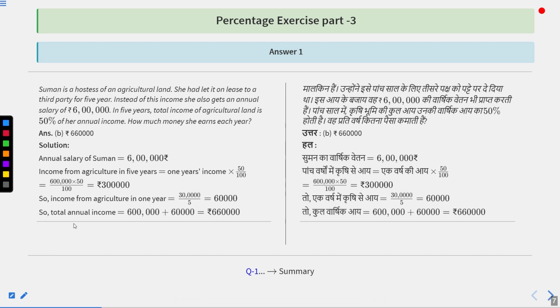So total annual income is going to be annual salary plus income from agriculture in 1 year, that is 6 lakh plus 60,000, that is 6 lakh 60,000. Option number B is the right answer.